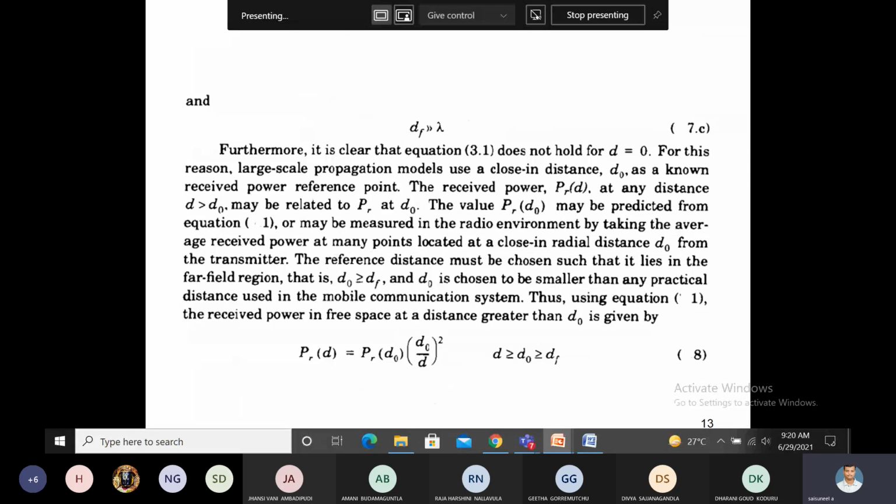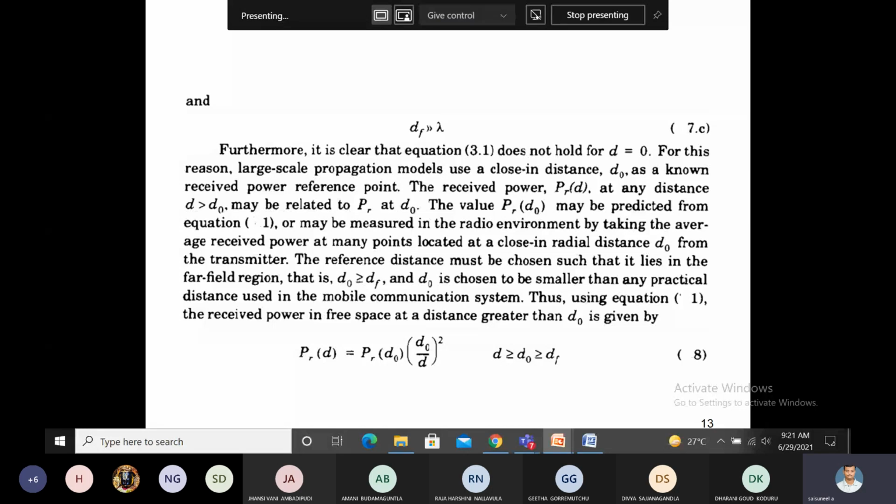Next, the mobile unit moves towards the base station. Now the distance between transmitter and receiver is only 500 meters. That is, D naught is 500 meters, D is 1 kilometer. Then the received power PR of D is equal to PR of D naught times D naught by D whole square. This equation shows the received power in free space at a distance greater than D naught. That is, received power PR of D is equal to PR of D naught, the received power at the shorter distance, multiplied by D naught by D whole square.